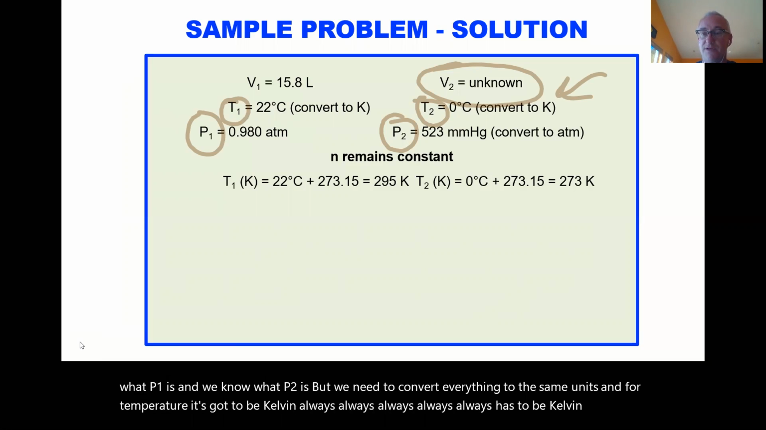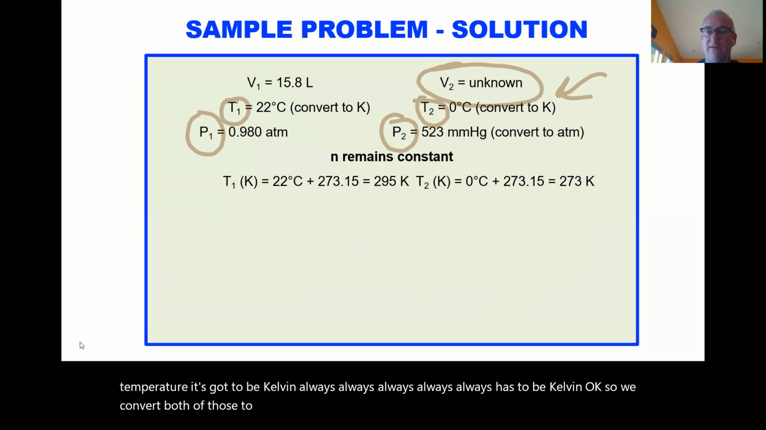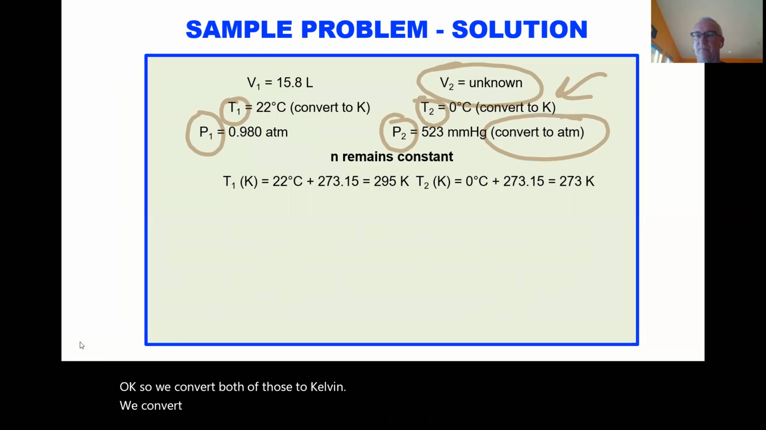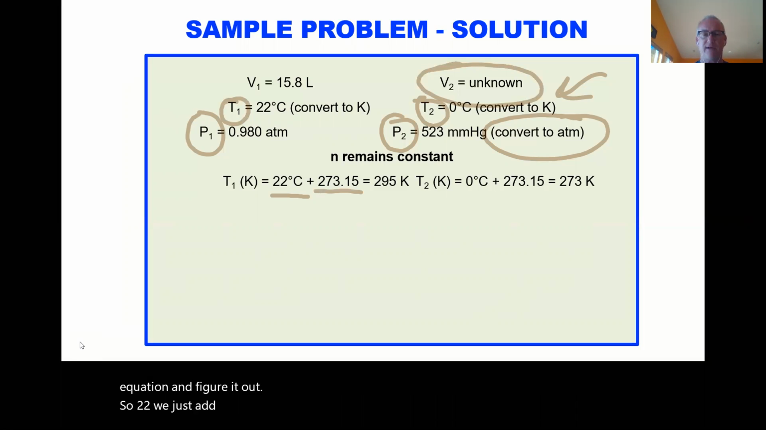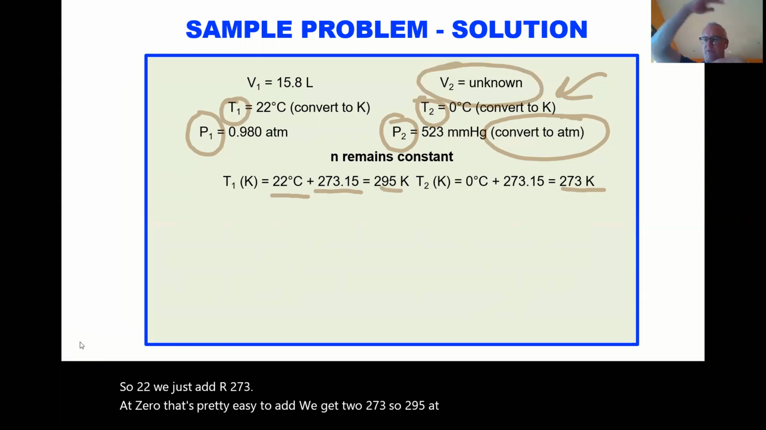So we convert both of those to Kelvin. We convert this to atmospheres, and then basically we can just plug and play. We just put it into the equation and figure it out. So 22, we just add our 273, and 0, well, that's pretty easy to add. We get 273, so 295 at the bottom of the mountain, 273 at the top.